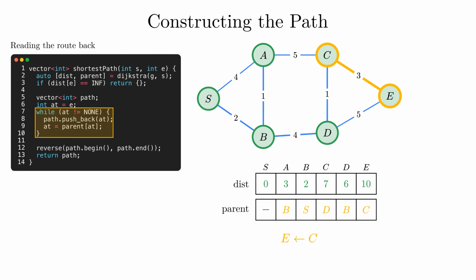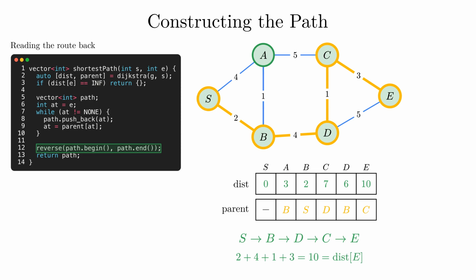E's parent is C, so we step to C. C's parent is D, so we step to D. D's parent is B, and B's parent is S. S's parent is the sentinel, which is how we know we are at the source node. The loop stops. We collected the nodes from the destination back to the source, so the sequence is reversed. Flip it, and there is the route.